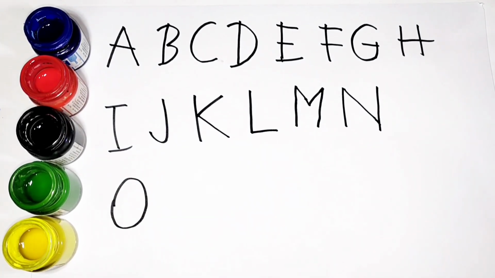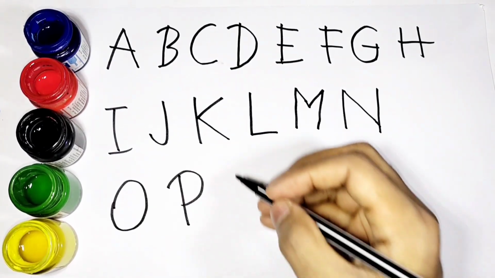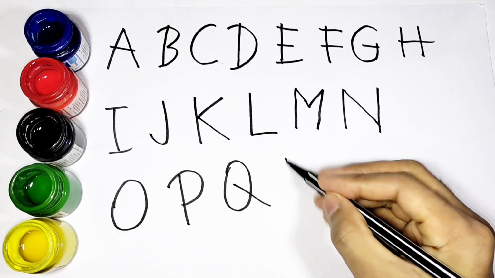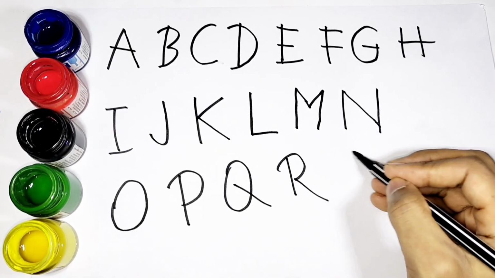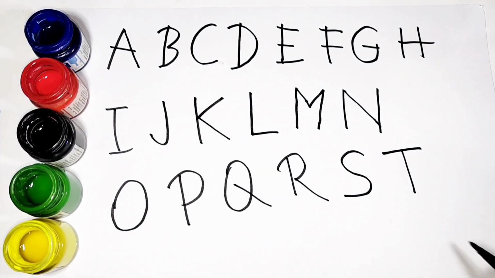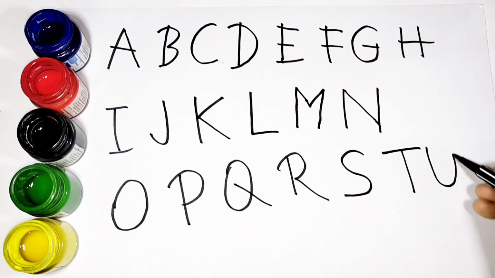O for octopus. P for parrot. Q for queen. The next one is R for rose, R for rice. S. T. Kids, now we'll draw U.